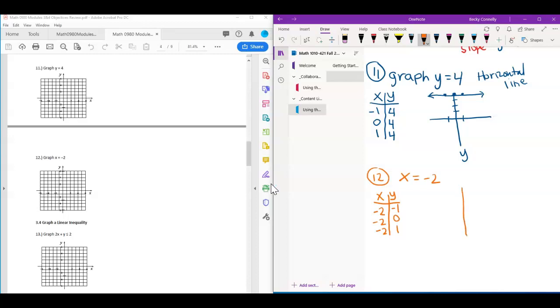I'm just picking ones that are smaller, closer in here. So over -2, all right, down 1 would be here. Over -2, down 0 is there, and over -2, up 1 would be here. So now we can see, oh yeah, this is going to be a vertical line at -2. So whenever it's an x equals some number, we're going to always have a vertical line.